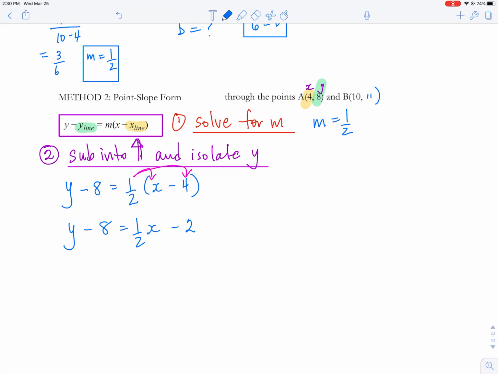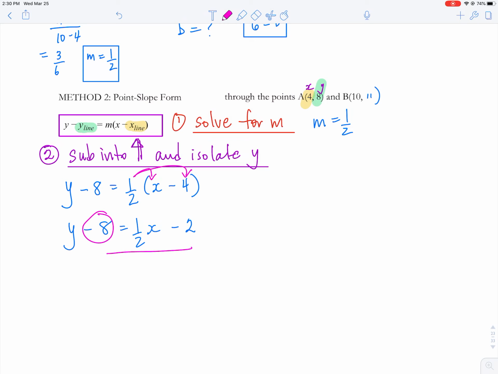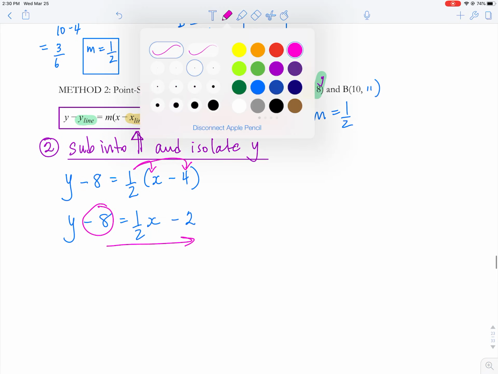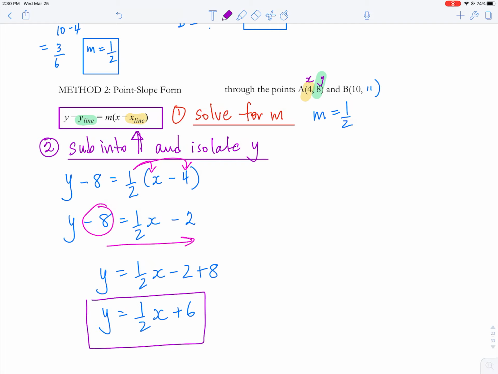I'm now going to take that minus 8 and bring it to the other side, or add 8 to both sides. So I get y equals a half x minus 2 plus 8. So y equals a half x plus 6. And that gets you to the same formula that we had before. It's just done in a different way.